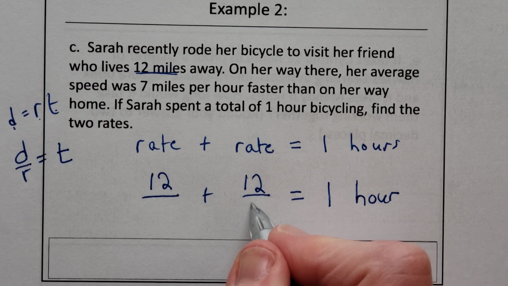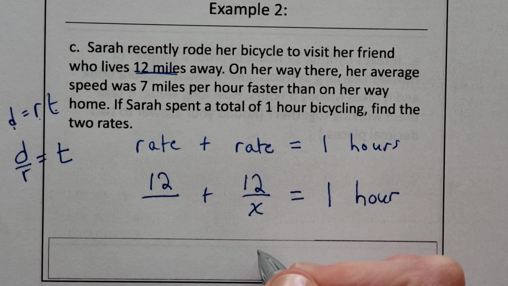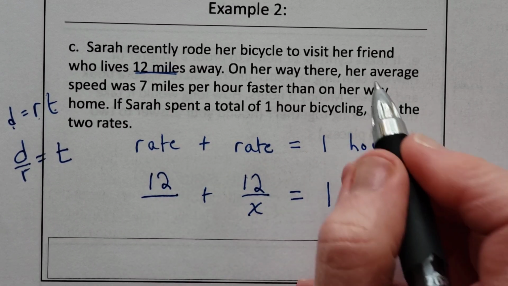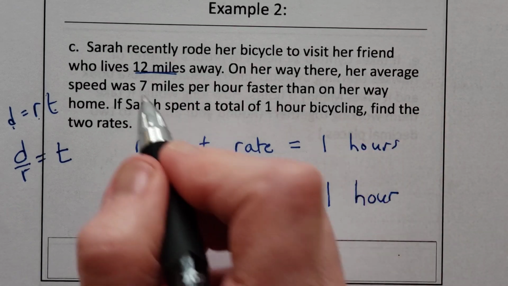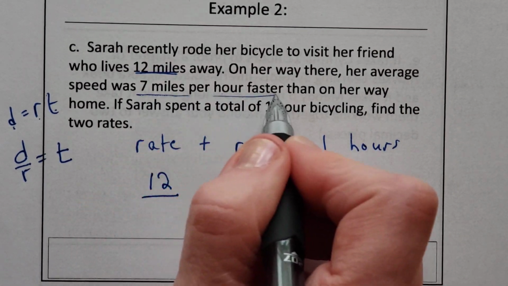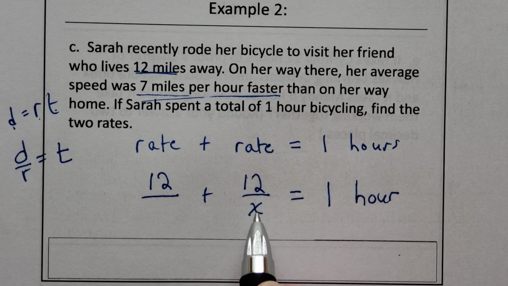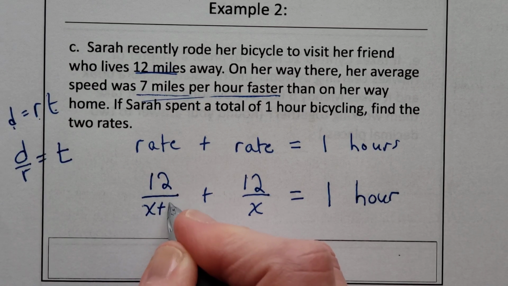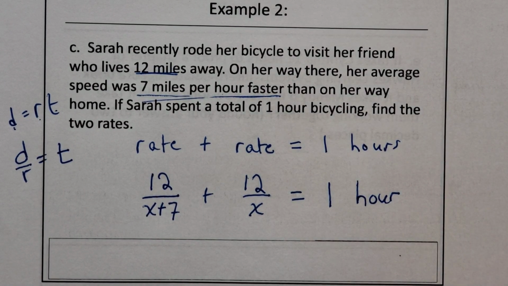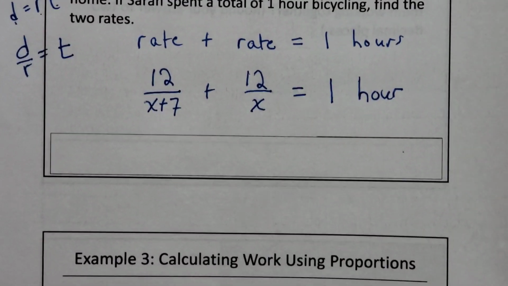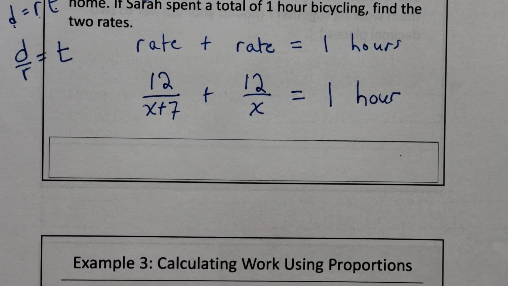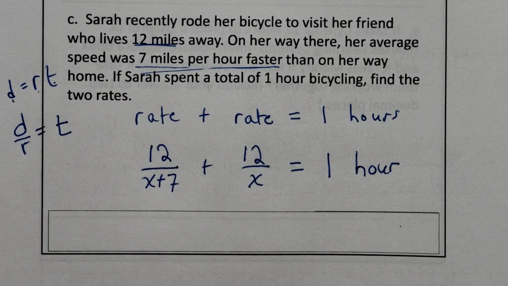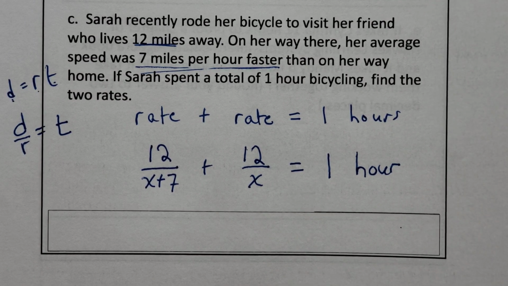No. So if this represents the way home, this is x, because we don't know how fast she drove home. But we know a little bit about her rate going there. Her rate on her way to her friend's house was 7 miles per hour faster than her original speed, or her speed coming back. So I want to know what's 7 more than our unknown quantity. So that is our equation, and you guys are going to have some very, very similar to this, and you're going to set them up the exact same way. So make sure you're taking good notes so that you'll remember how to set up your word problems.